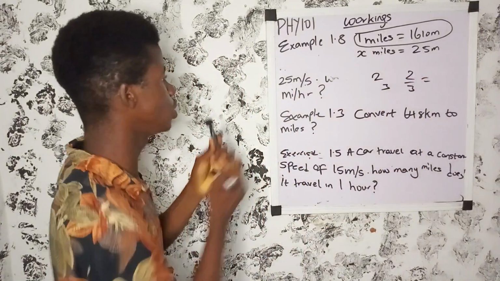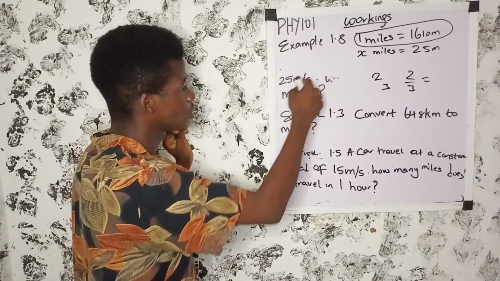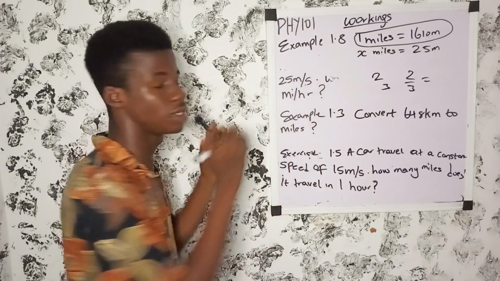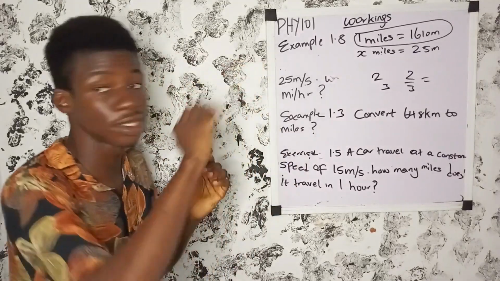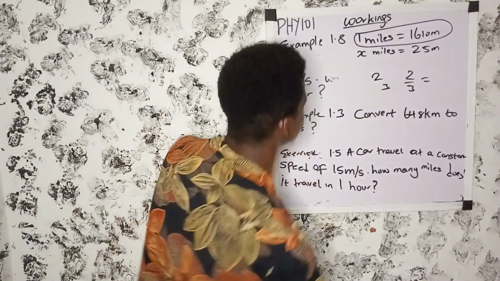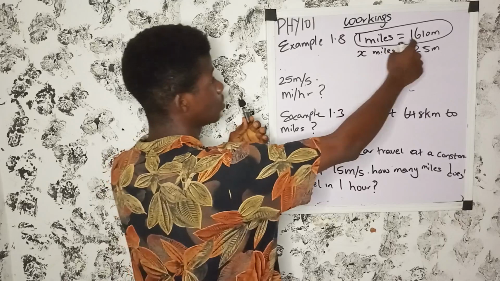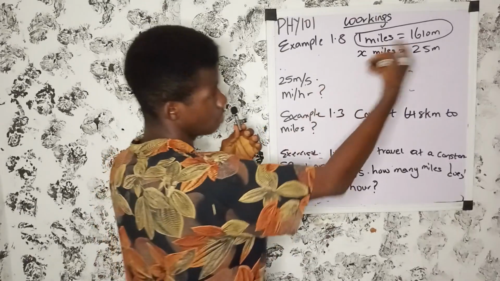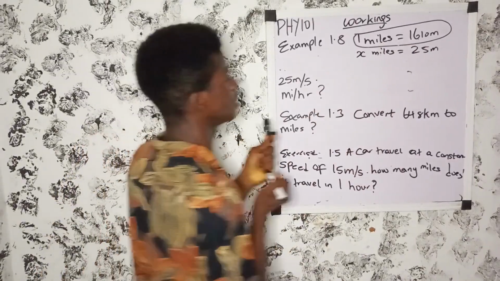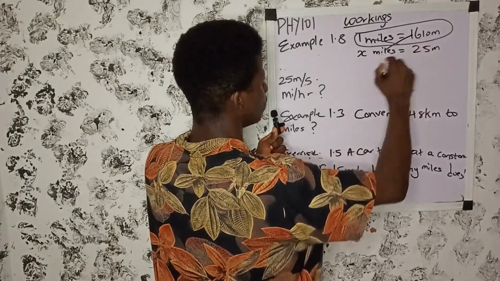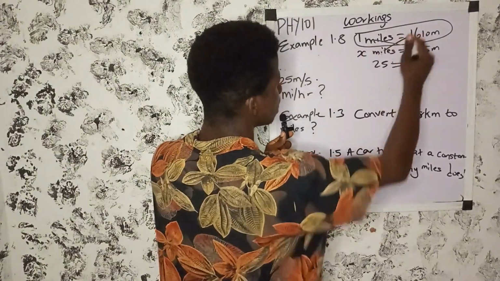Yes, we first convert from meters to miles and keep our answer. Then we convert from seconds to hours, keep our answer, then divide it. Because why? Velocity is distance or displacement over time. So let's just continue. If 1 mile is equal to 1,610 meters, then x miles is equal to 25 meters. So let's look for the miles. Let's convert it. 1 times 25 will give us 25.